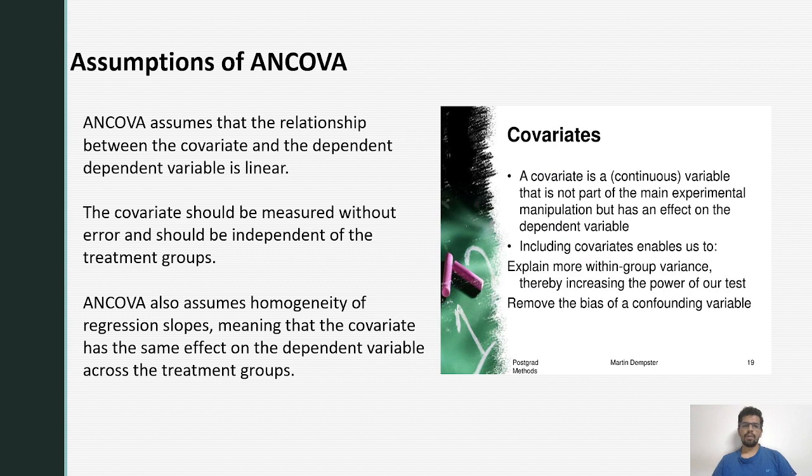Assumptions of ANCOVA. ANCOVA assumes that the relation between the covariate and the dependent variable is linear. The covariate should be measured without error and should be independent of the treatment groups. ANCOVA also assumes homogeneity of regression slopes, meaning that the covariate has the same effect on the dependent variable across the treatment groups.